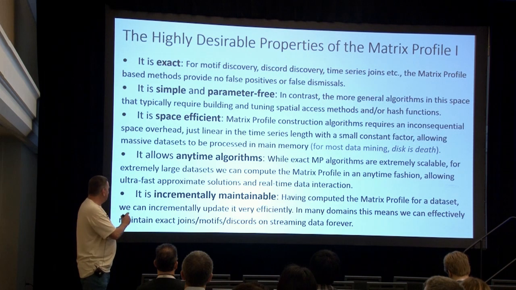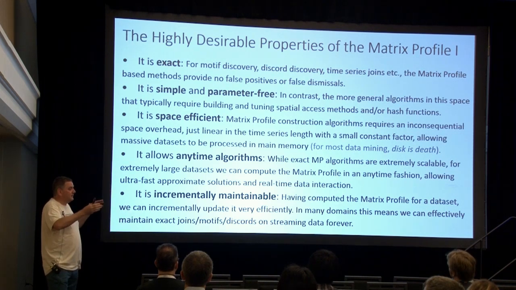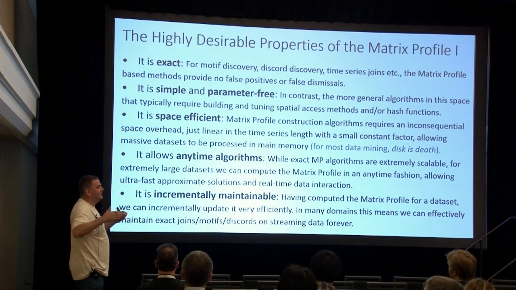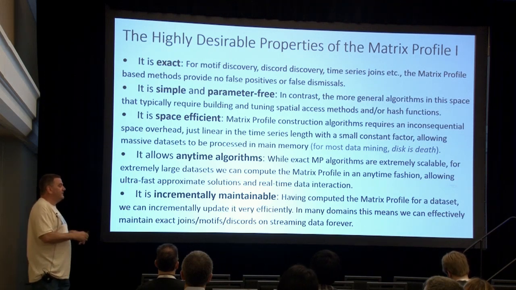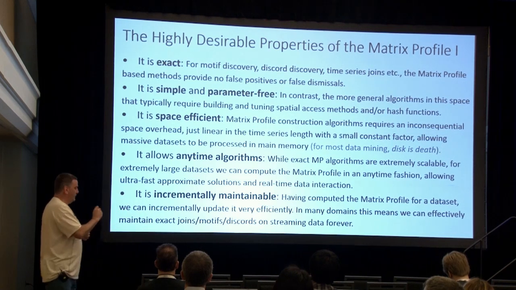The matrix profile is incrementally maintainable. What that means is that you can build it on last year's data, and now as new data comes in every second, every minute, you can just update things in constant time. That's a very important property because you can keep your data fresh forever.